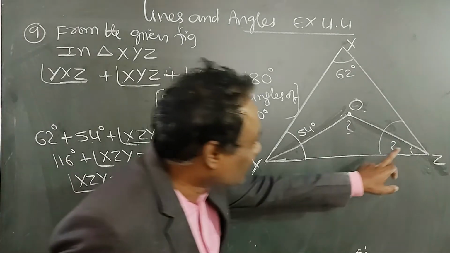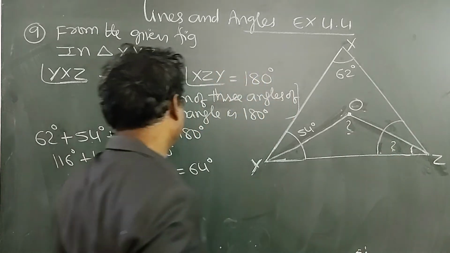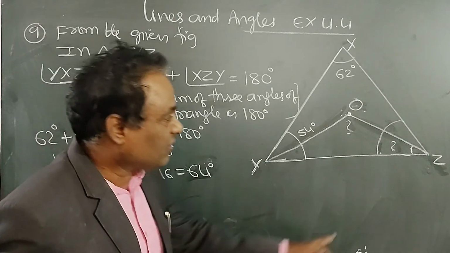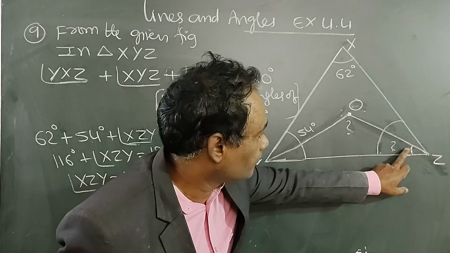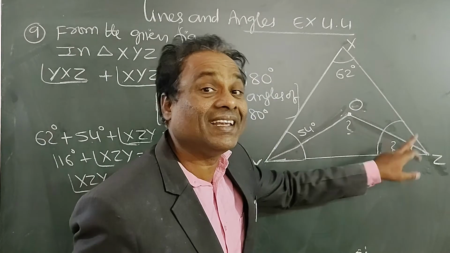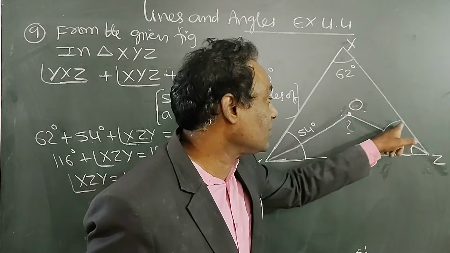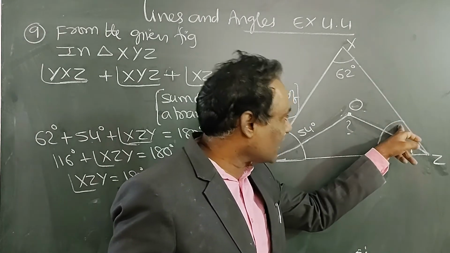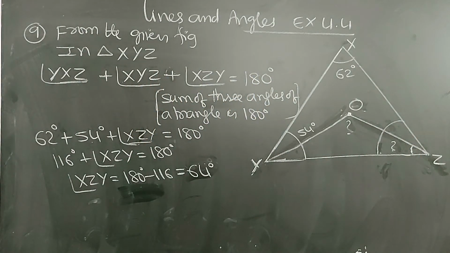But the question is, only this part is asked. This total is 64. This part is asked, this angle we require. This total 64 means what is this angle? It is clearly given that OZ is an angle bisector. Bisector means divide this angle into two equal parts. If this total is 64, this side is 32, this side 32.